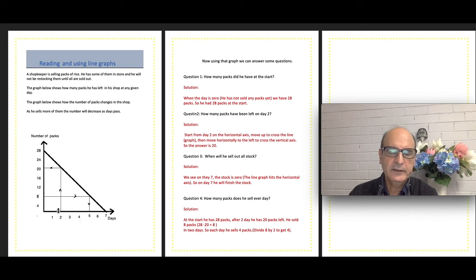Or you can take any other days you want. For example, if you take day 2 and you go based on the graph, you have 20 left. And on day 7, nothing left. So from day 2 to day 7, you've got 5 days. 7 take away 2 is 5. So in 5 days, you finish 20. So 20 divided by 5 gives you how many a day, which is 4. Okay.